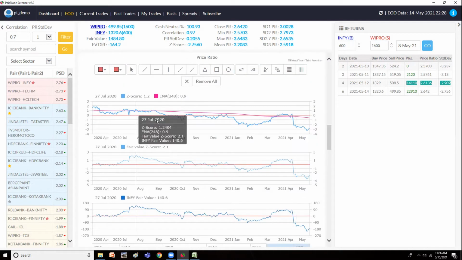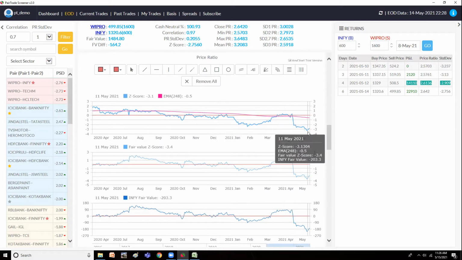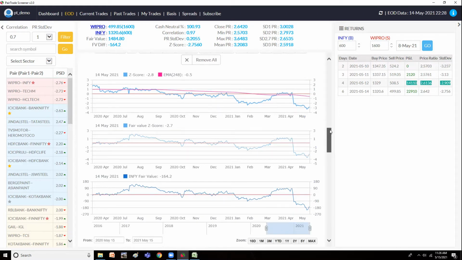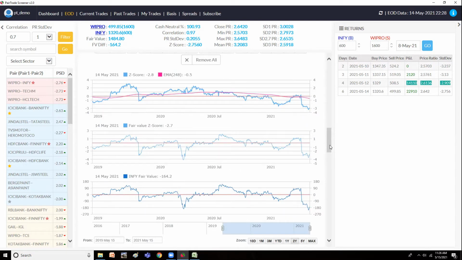If you look at the Z-score chart also, we will easily understand it went below 3 standard deviation and has just started coming towards the 2 standard deviation. So our entry was here, and we will book profit when it comes to 2 standard deviation. And I could look at the last 2 years, how it has moved.